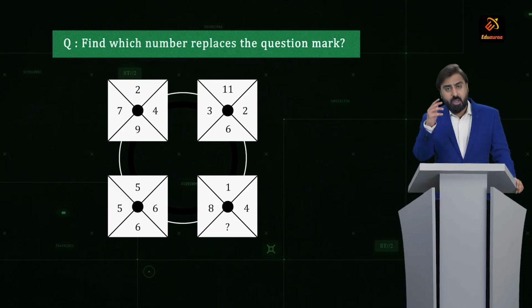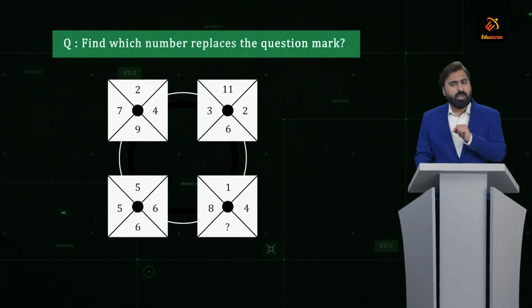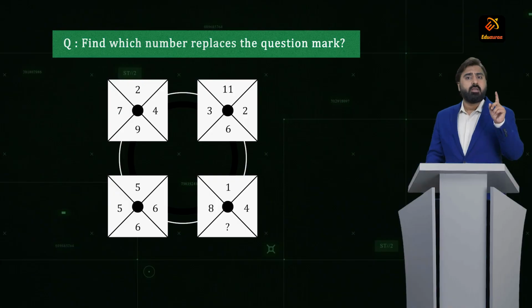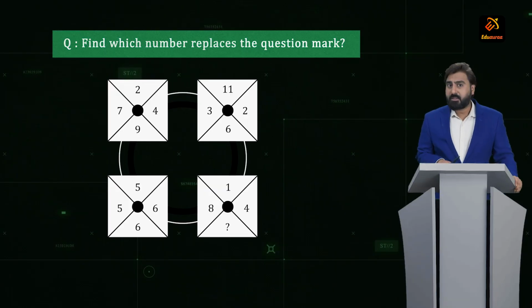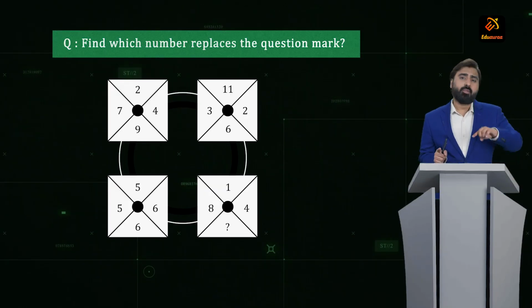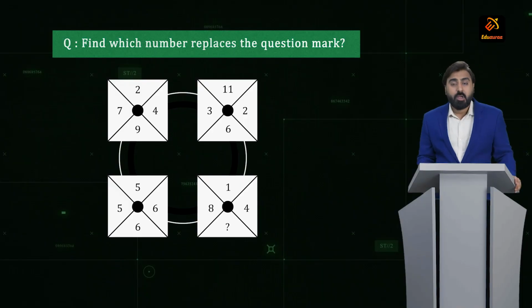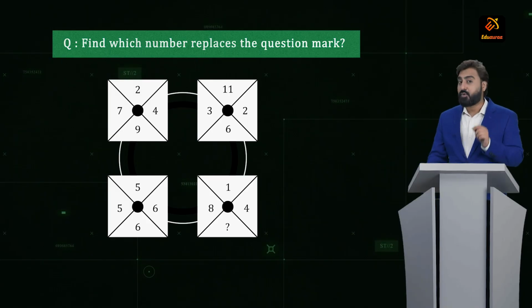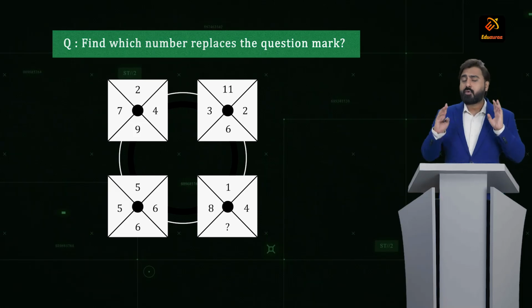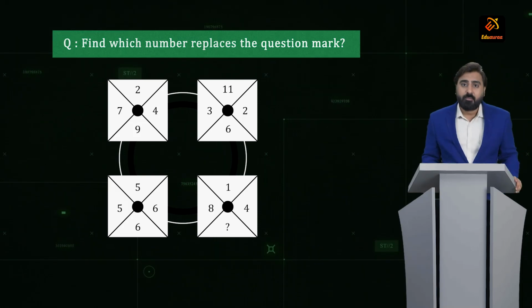So, let's solve this. Now tell me one thing. What is 7 plus 9 plus 4 plus 2? We consider the first rectangle. So 7 plus 9 gives us 16, plus 4 gives us 20, plus 2 gives us 22. When we consider the second rectangle, 11 plus 3 gives us 14, 14 plus 6 gives us 20 and 20 plus 2 gives us 22. That means for the first two rectangles, the sums are matching.